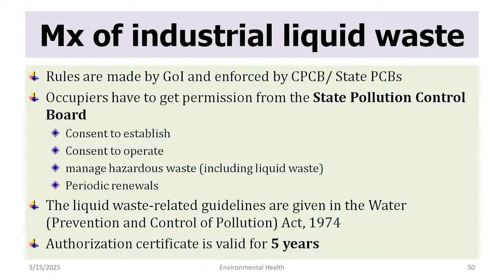For industry, there are rules. Rules are made by the Government of India and enforced by an agency called CPCB, Central Pollution Control Board, and State Pollution Control Board. So MP will have MPPCB, Uttar Pradesh will have UPPCB, every state will have its PCB, Pollution Control Board. And there is a term called occupier. Occupier is the entity, the organization or the person who creates the waste. So if we are a household, we are the occupiers, we are producing that waste.